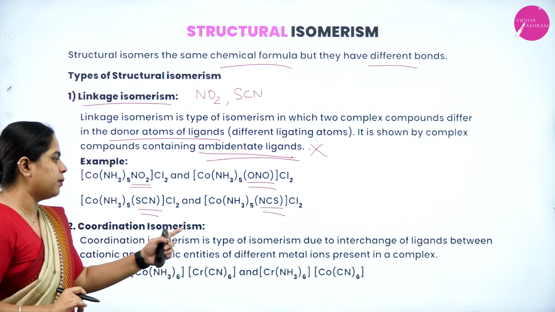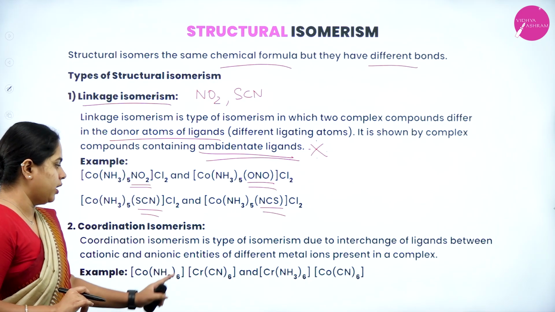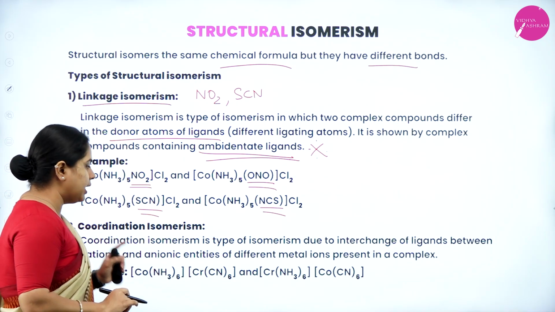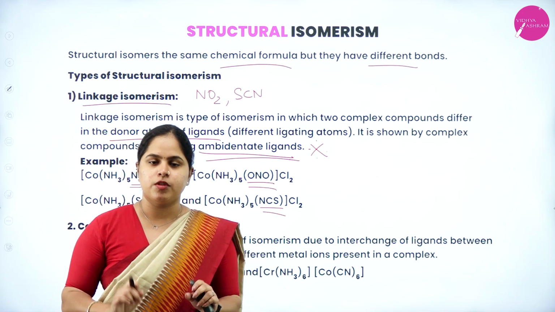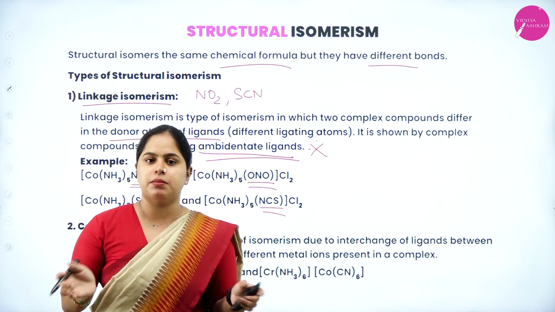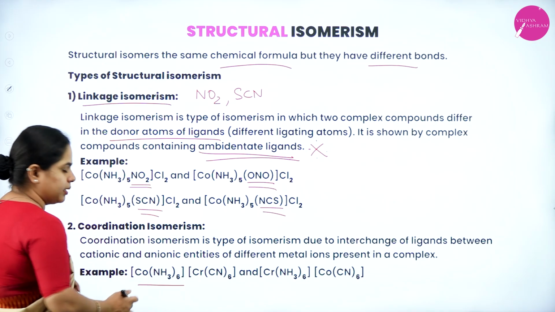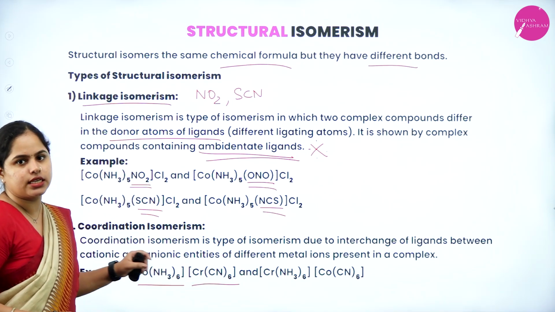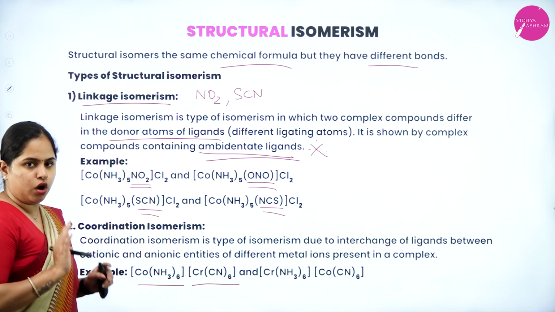Coordination isomerism is a type of isomerism due to interchange of ligands between cationic and anionic entities of different metal ions present in a complex. So how you can identify coordination isomerism is that two coordination spheres will be there. So you just have to exchange the ligands and metals with each other. So how are we doing that? Let's see. Co(NH3)6 is one coordination sphere, and you have another coordination sphere, Cr(CN)6. Right. So these are the two coordination spheres.